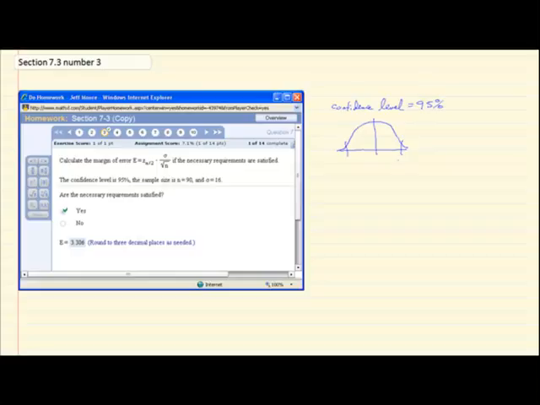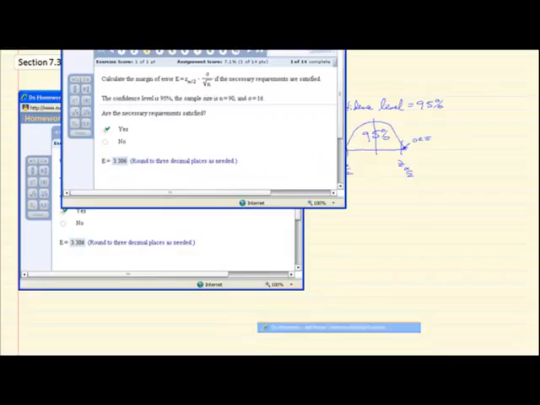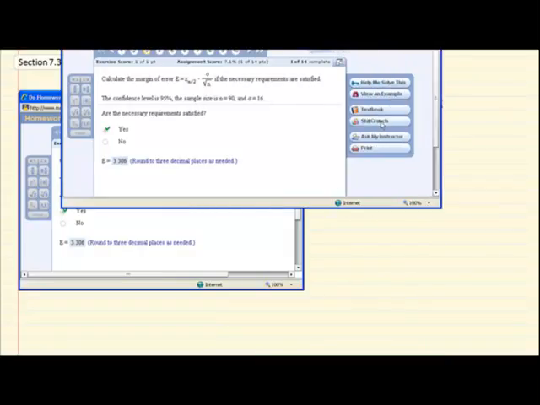these two spots, Z sub alpha over 2 and the opposite of Z sub alpha over 2, we'd have 95% of the distribution, which puts 0.025 of the distribution in each one of these tails. So we can find what the correct Z value is then using StatCrunch. So we'll go to StatCrunch.